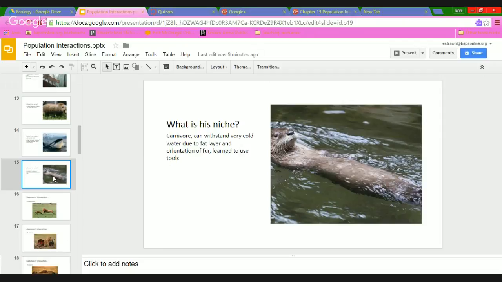And also he's learned to use tools, so he can get an organism that has a hard shell like a clam and use a rock and bash it open to get to the meat inside, rather than having to stalk and ambush mobile prey.